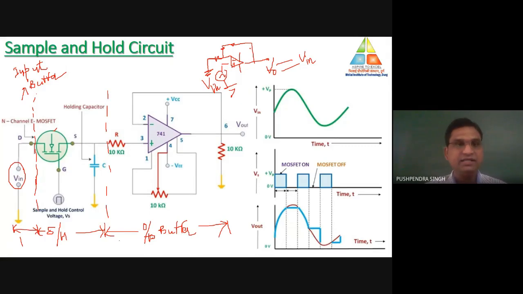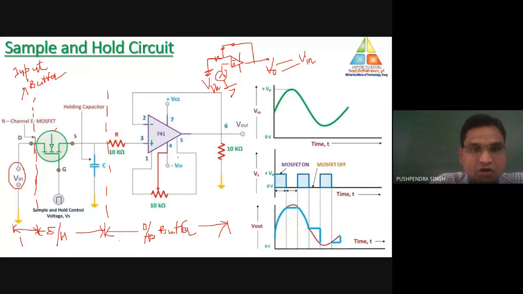In the actual circuit, there is one input buffer circuit in the form of a voltage follower, where with the help of the non-inverting terminal, we are supplying the input sinusoidal waveform. And what is the requirement of that? To avoid loading into the source. Now the second one is the sample and hold circuit. We will go on to that after this.